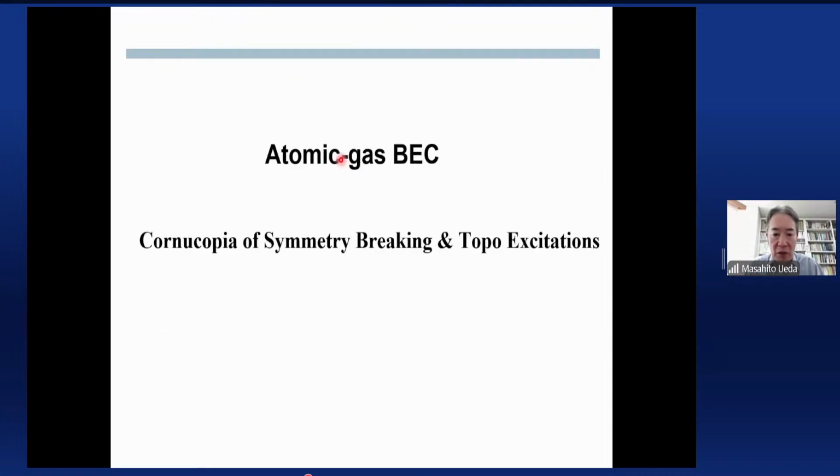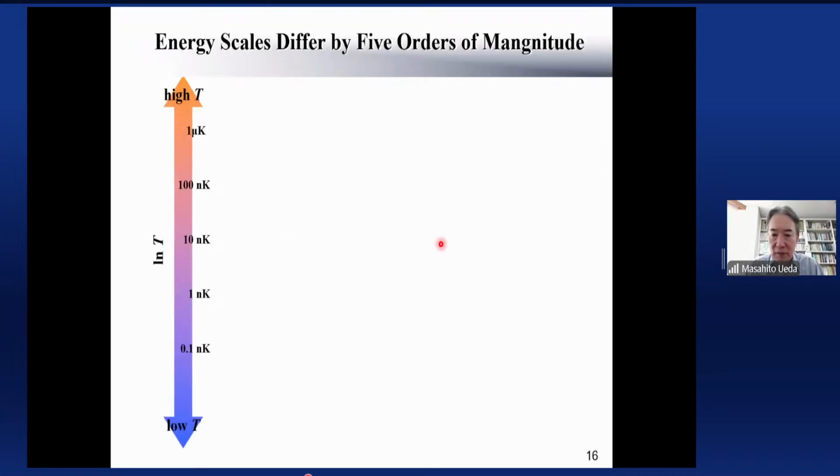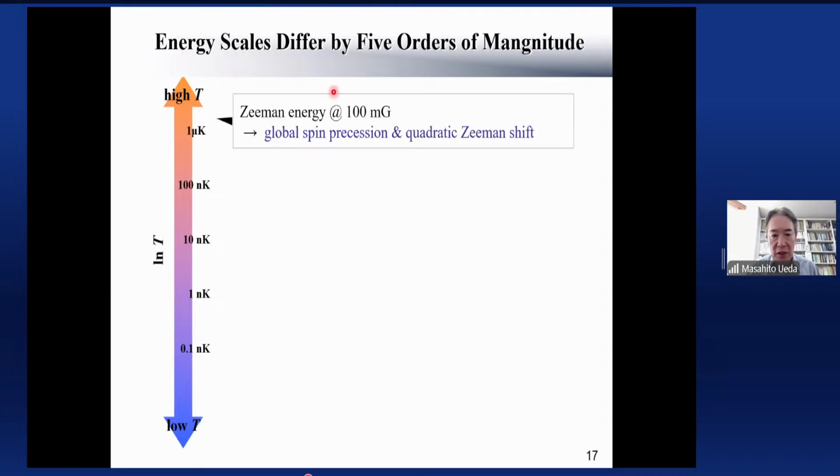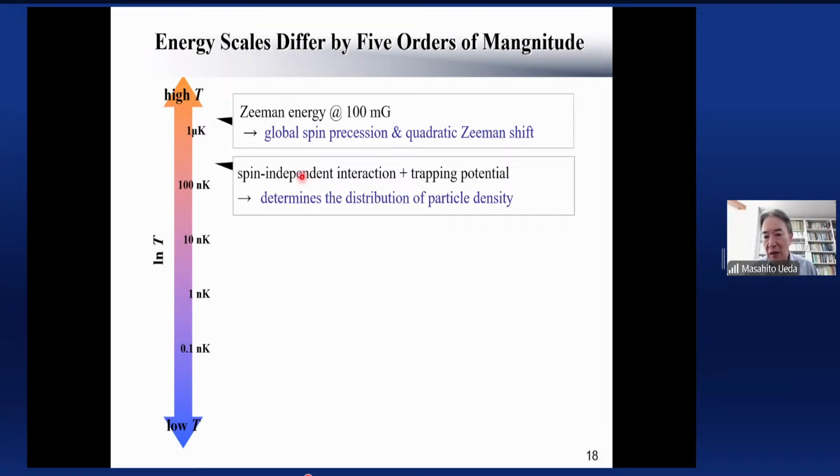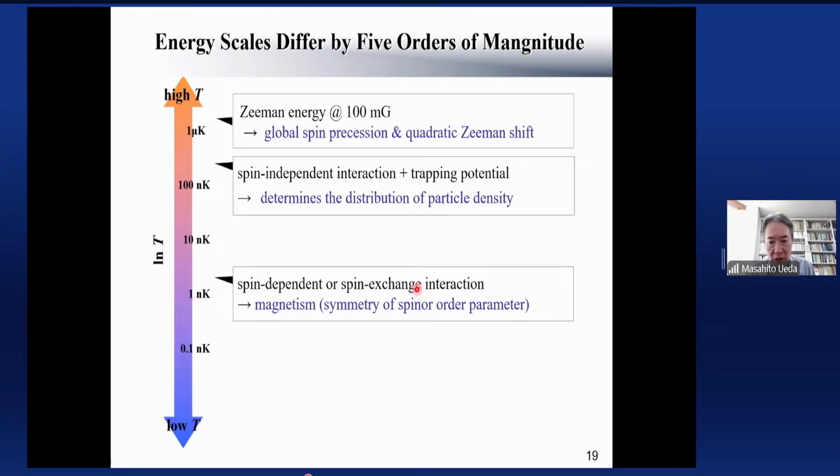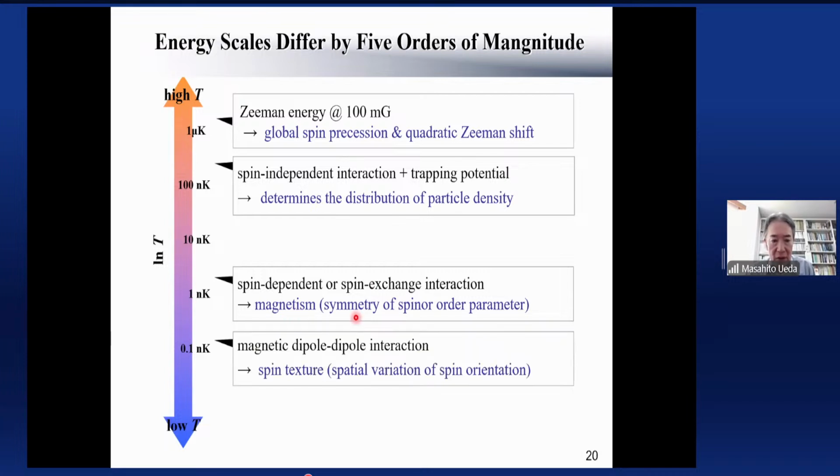Atomic gas BEC is a cornucopia of symmetry breaking and topological excitations. This is because the system involves energy scales which differ over 5 orders of magnitude. The largest energy scale is the Zeeman energy, which causes global spin precession and the quadratic Zeeman shift. Spin-independent mean-field interaction together with the trapping potential determines the particle density distribution. And atoms have spin, and spin exchange interaction determines the magnetism or symmetry of the spinor order parameter. The smallest energy scale is the magnetic dipole-dipole interaction, which creates spin textures, namely spatial variation of spin orientation.